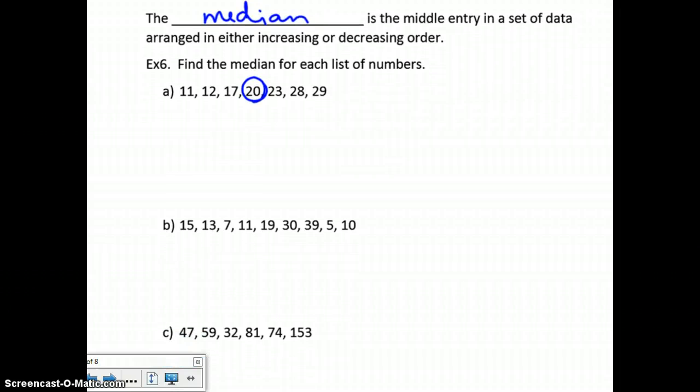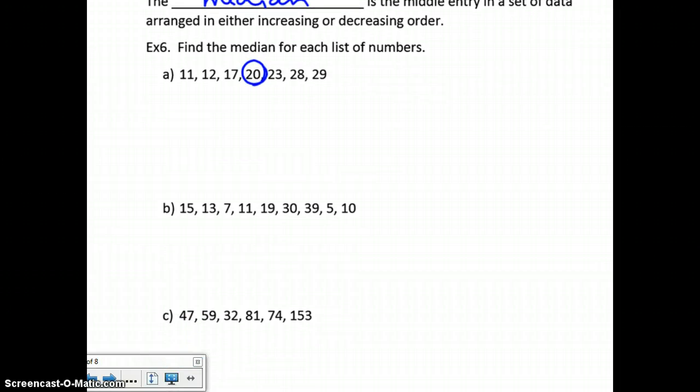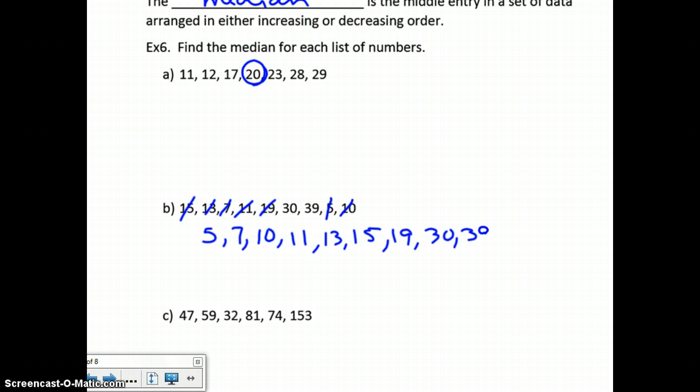Now for the next one, B, it's not written in increasing or decreasing order, so we have to do that. We have 5, 7, 10, 11, 13, 15, 19, 30, and 39. There are 9 pieces of data. Anytime there's an odd number of values, we do have a middle, and in this case, it's 13.